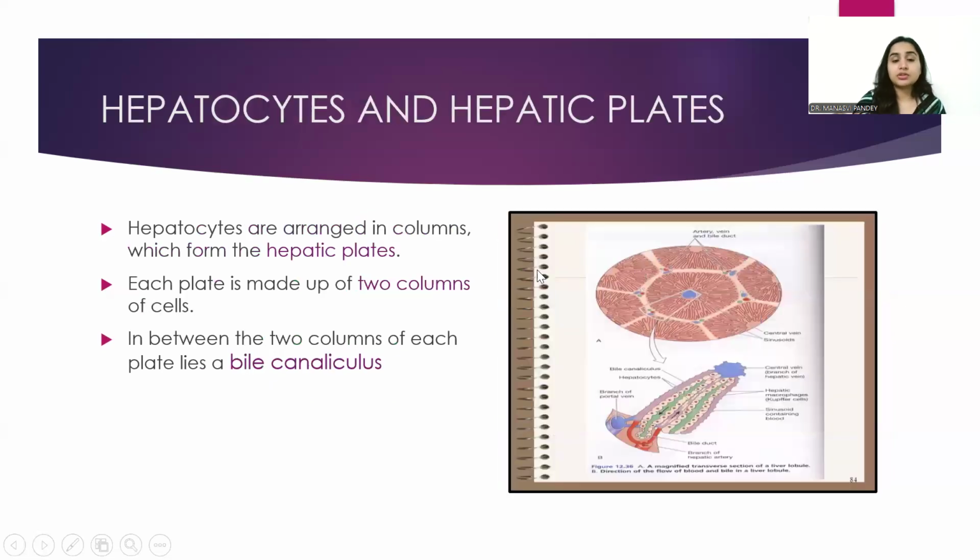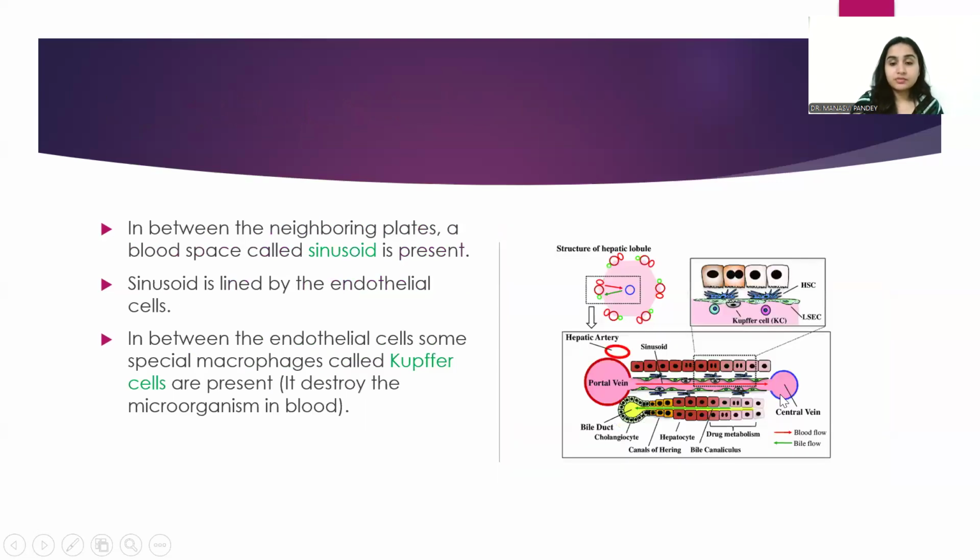The hepatocytes or the liver cells and the hepatic plates. The hepatocytes are arranged in various columns which form the hepatic plates. Each plate is made up of two columns of cells and in between the two columns of each plate lies the bile canaliculus. Here we can see all this in the picture.